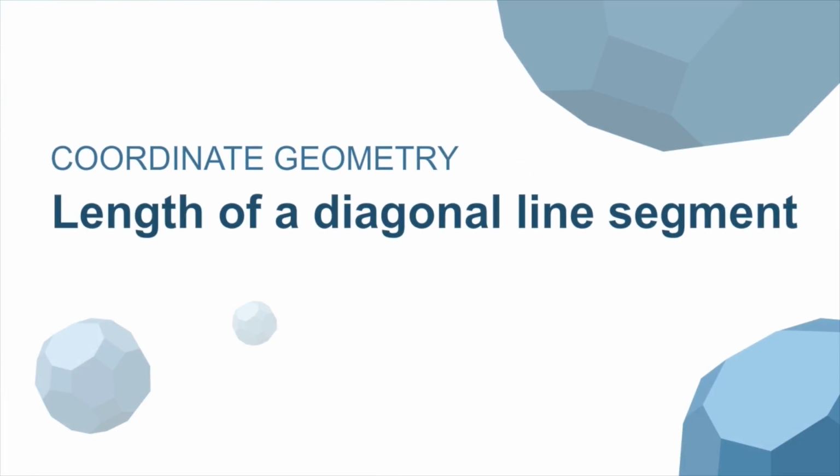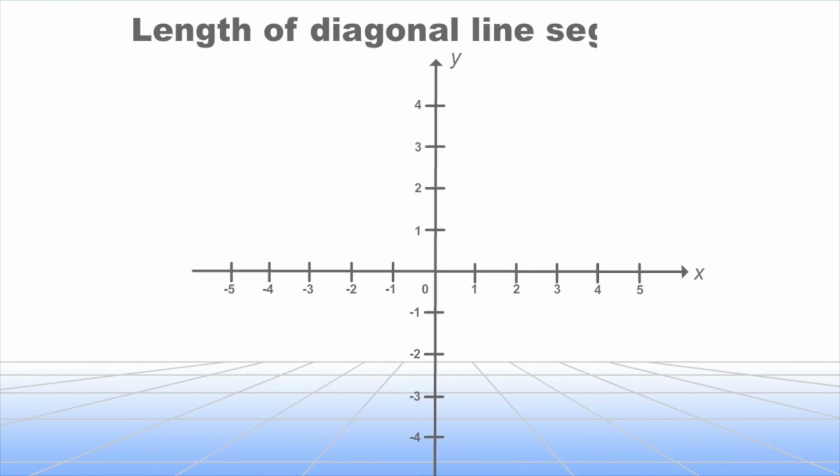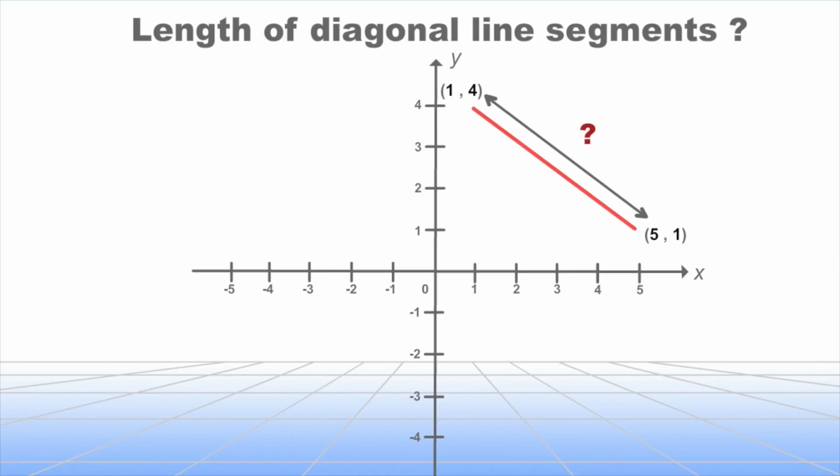In this video, we will learn how to find the length of a diagonal line segment. Now, what if a line segment is not horizontal or vertical like this one? We call this a diagonal line segment. How then can we find the length of such line segments?